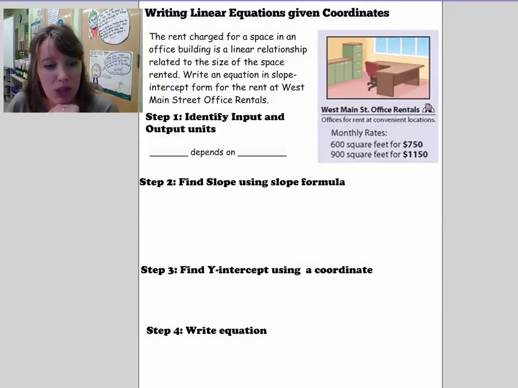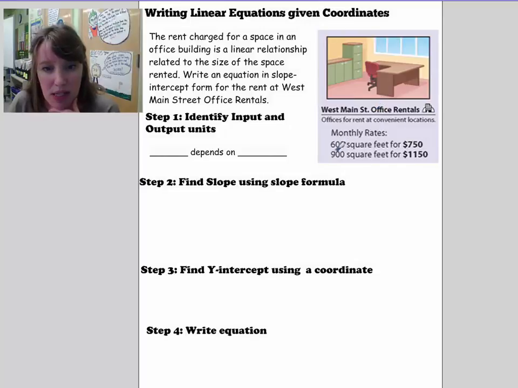Okay, finally, this is our last example here. This is writing a linear equation given the coordinates. So let's say that you see this advertisement here, the monthly rates. The rent charge for a space in an office building is a linear relationship related to the size of the office rented. Write an equation in slope-intercept form for the rent at West Main Street office rentals.